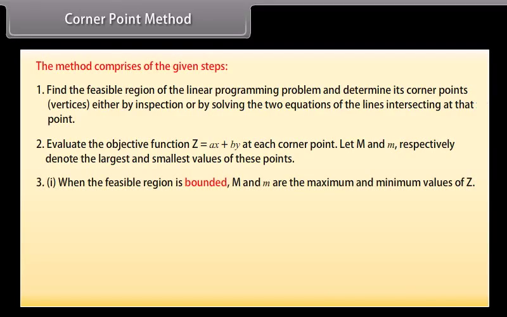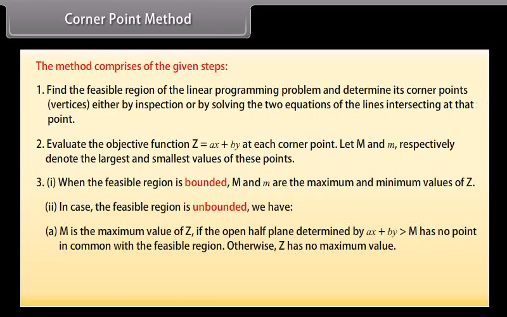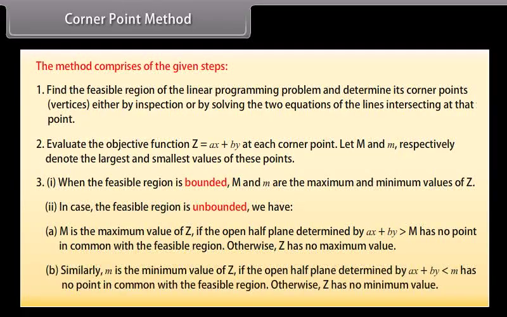3. 1. When the feasible region is bounded, M and m are the maximum and minimum values of z. 2. In case the feasible region is unbounded, we have: a. M is the maximum value of z if the open half plane determined by ax + by > M has no point in common with the feasible region. Otherwise, z has no maximum value. b. Similarly, m is the minimum value of z if the open half plane determined by ax + by < m has no point in common with the feasible region. Otherwise, z has no minimum value.